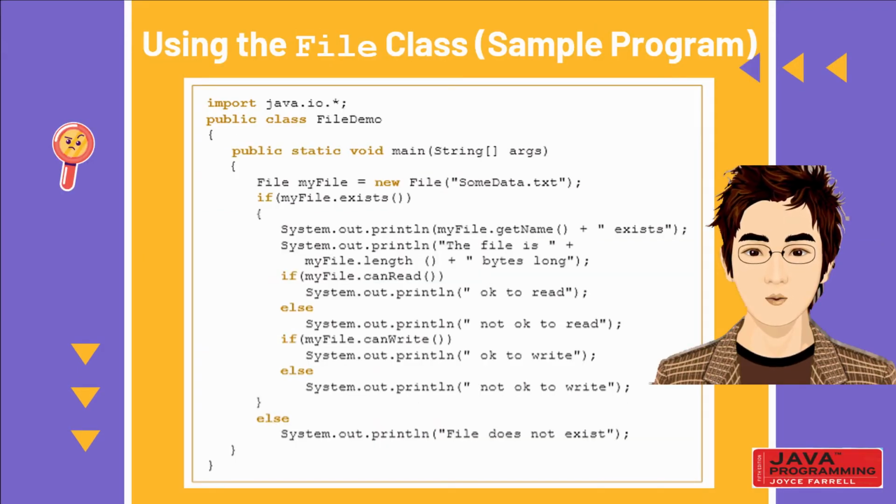This is a sample program implementing the File class and its methods. Firstly, create a file, namely myFile, associated with the file name data.txt. Then we can examine whether it exists or not using the exists method. Besides, we can acquire the file name using the getName method. Moreover, we can make sure the file is ready to read and ready to write using the canRead and canWrite methods.